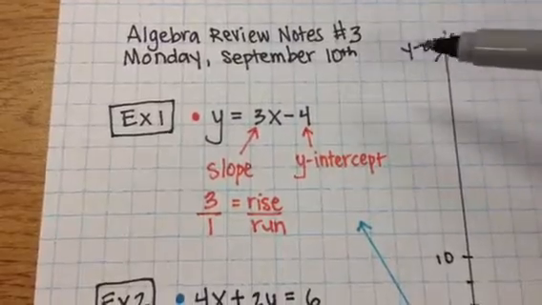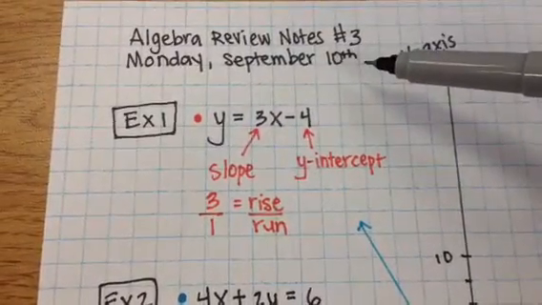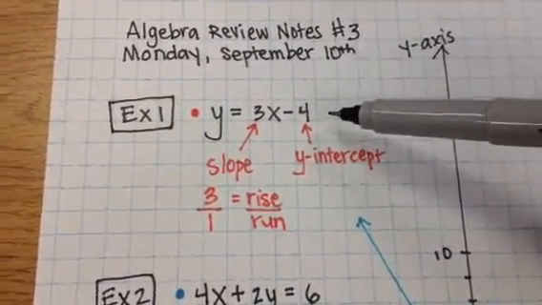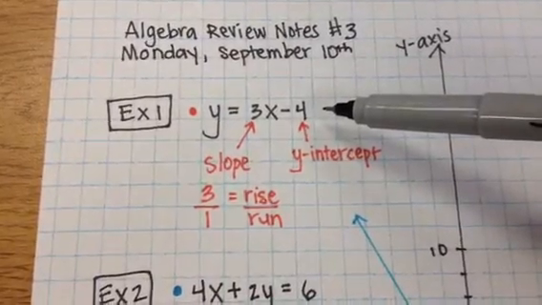These are the Algebra Review 3 notes for Monday, September 10th. In this first example, we're going to graph the line y equals 3x minus 4.